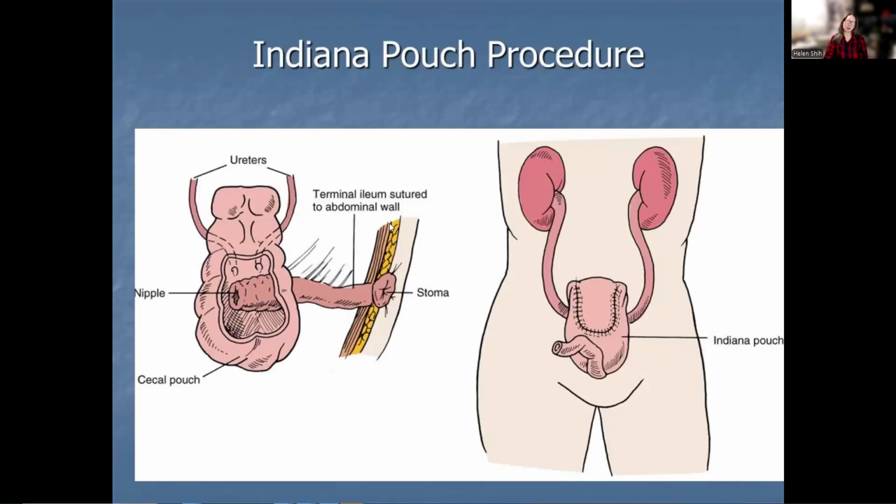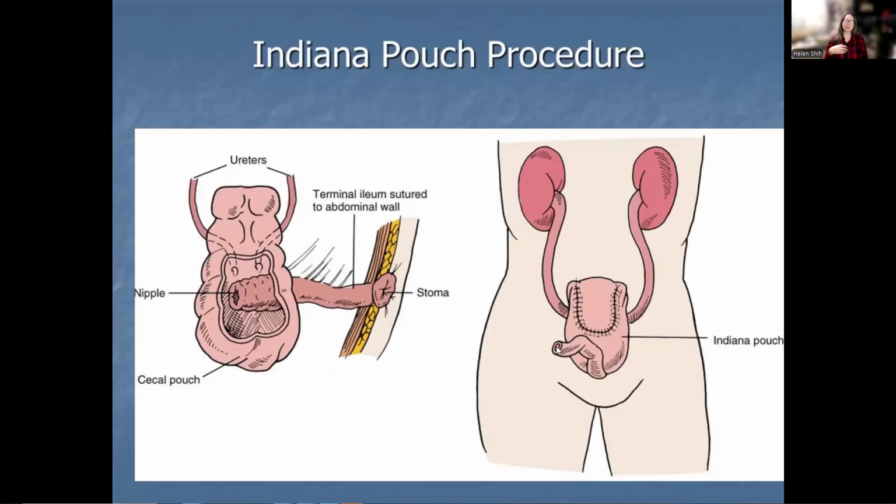In the Indiana pouch, what you do is you take a section of your large intestine. This section is known as the cecum. We take a portion of the cecum, we make it into a pouch, we connect the ureters to the pouch, but we also create another stoma using another section of the ileum. And so the Indiana pouch will drain into the cecal pouch in order to store urine.